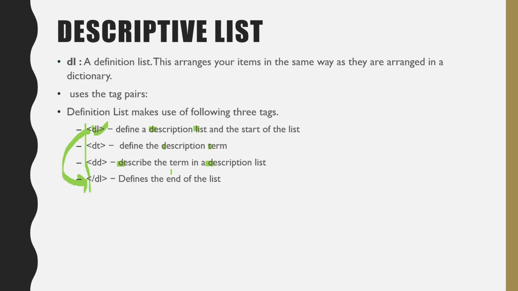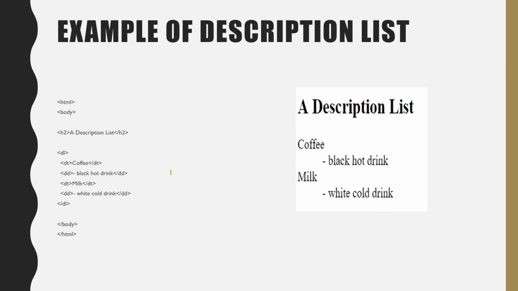Okay. Here is one example of a description list. In H2 I have written description list. Output is here. I have used DL, meaning the start of the description list, and here is the ending. In between I have taken DT. DT means defining terms, it will name coffee. So you can see coffee.